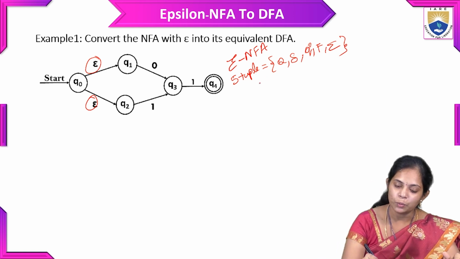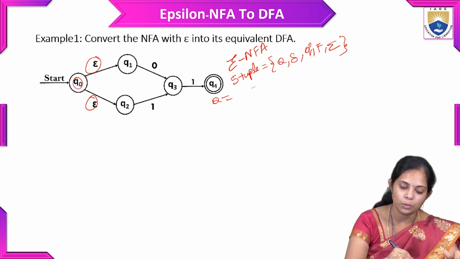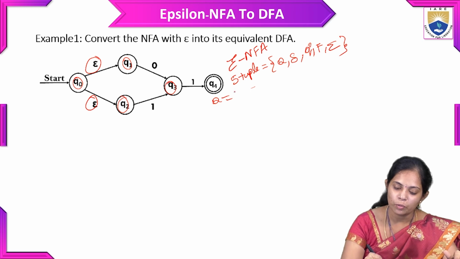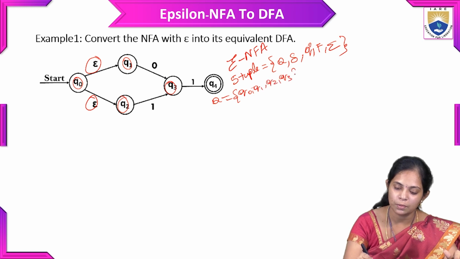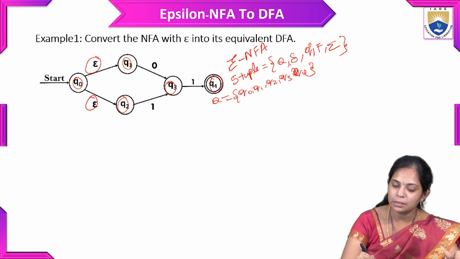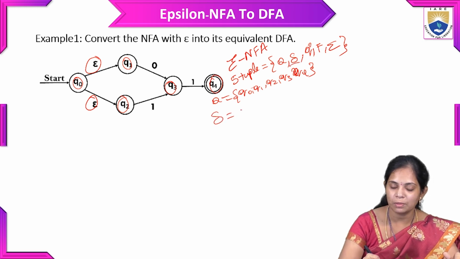Here Q is the set of states we have: Q0, Q1, Q2, Q3, and also Q4. Q4 is the final state. Next is the transition function, which we have to work out.